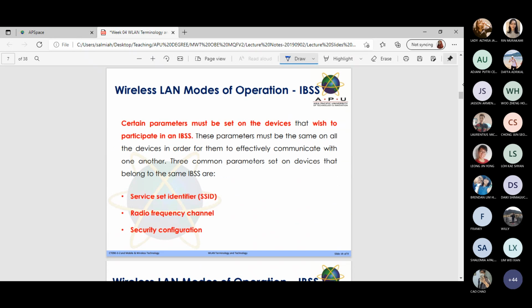Second one is the details, or the common parameters, that you need to understand when we want to have independent basic service set. In other words, if you have a laptop, a tab, or a mobile phone and you want to join this kind of wireless operation mode, that is ad hoc mode, you just need to have these three things in place. First is SSID. It means which SSID you need to be connected to.